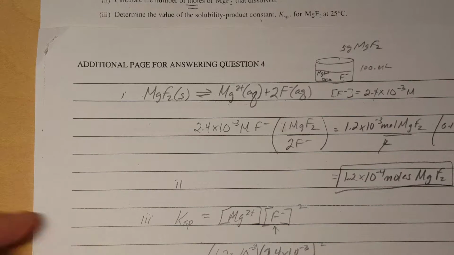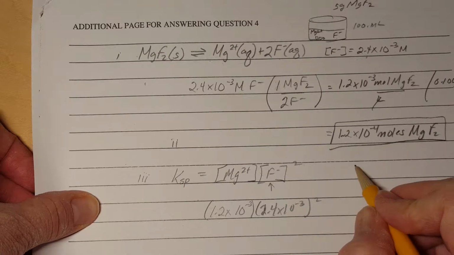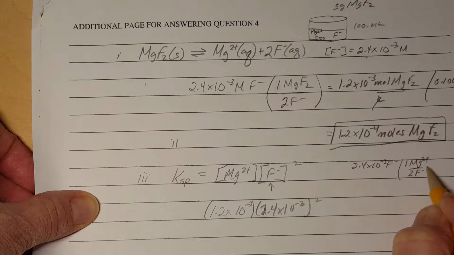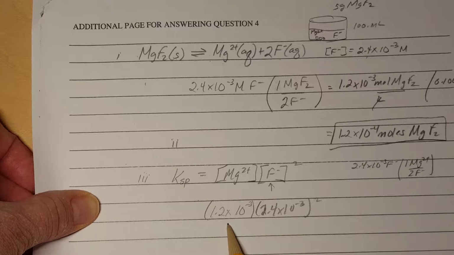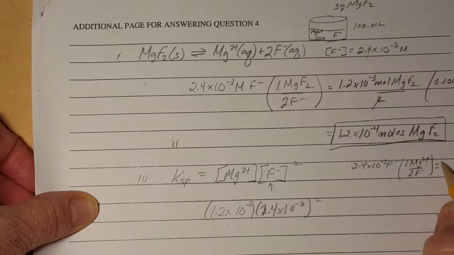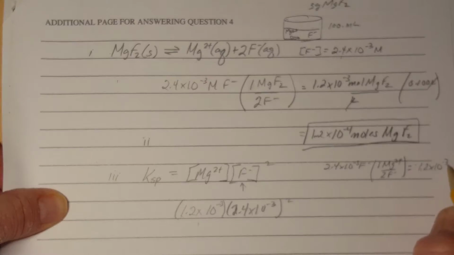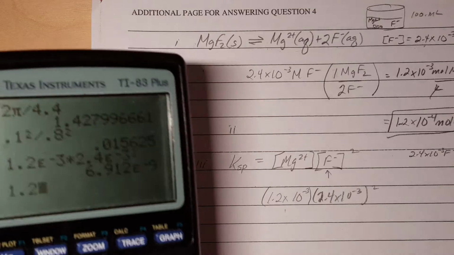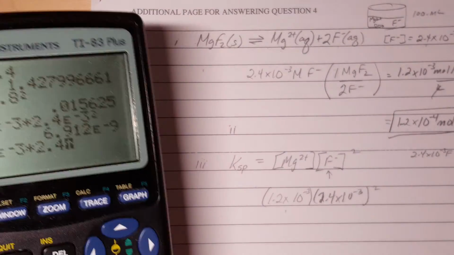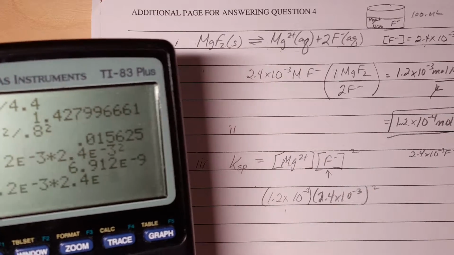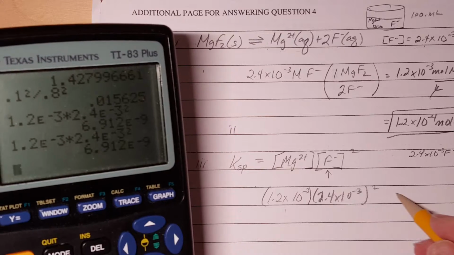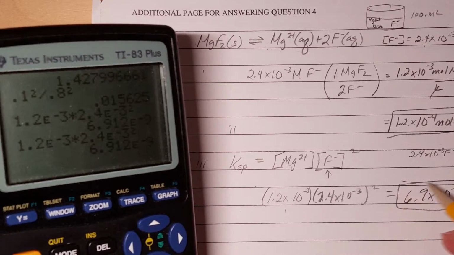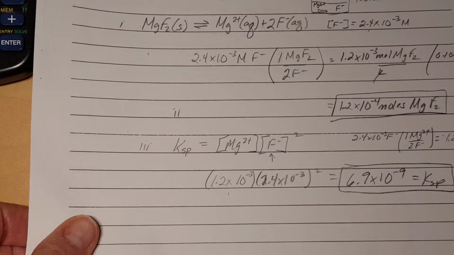To show the work for that, we would say 2.4 times 10 to the minus 3 fluoride times 1 magnesium for every 2 fluoride, and that's how we get the 1.2 times 10 to the minus 3 concentration of the magnesium. And then if we do that on the calculator, we get 1.2 times 10 to the minus 3 times 2.4 times 10 to the minus 3, and I'm going to square that. So we get 6.9 times 10 to the minus 9, and that's the Ksp. Okay, so that's the answer to part 3.